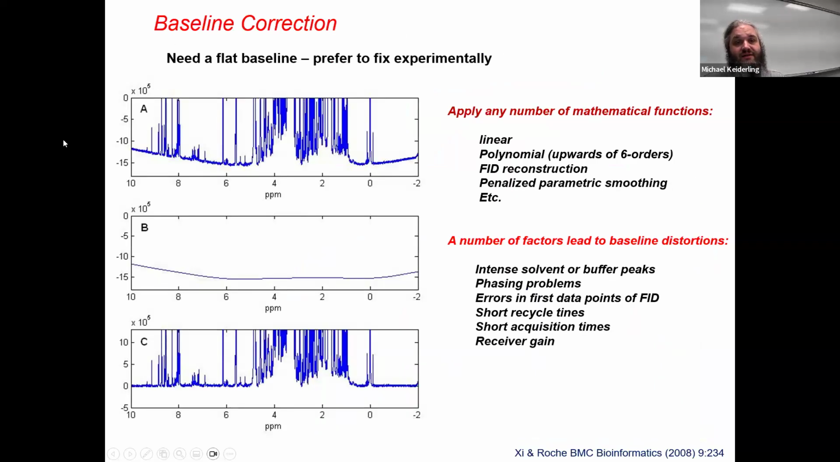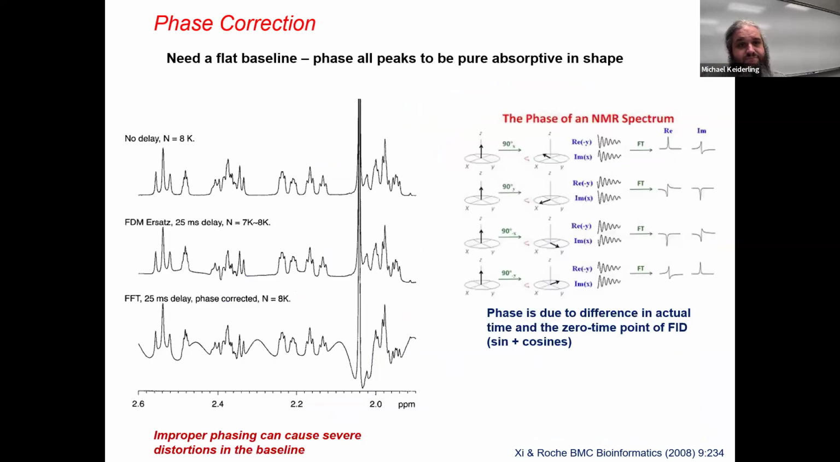You need a flat baseline. You can fix this experimentally by applying various functions and subtract them. So a number of factors can lead to baseline distortions, like intense solvent or buffer peaks, phasing problems, errors in the first data points, short recycle times, short acquisition times, or sequence.